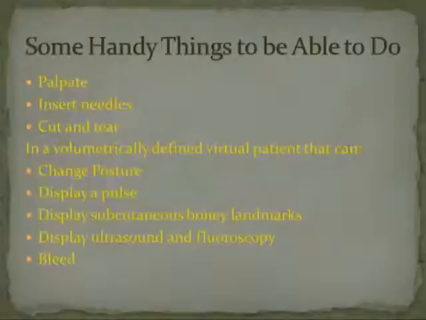So those are the kinds of things being done out there. If you can palpate, use needles, cut and tear, what we're basically trying to do is just keep adding tools to our virtual environment. If you've got an entire body, that means you should be able to do anything you want anywhere in that body. That's the whole theoretical idea. At the same time, you've got to be able to change its posture, and you want it to be alive and have all the things that tell you you're doing it right, like the bony landmarks and all that.